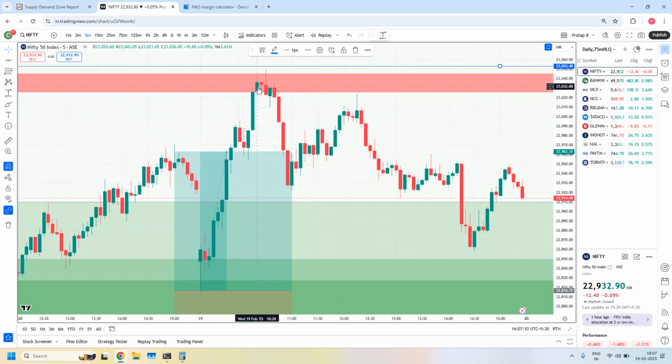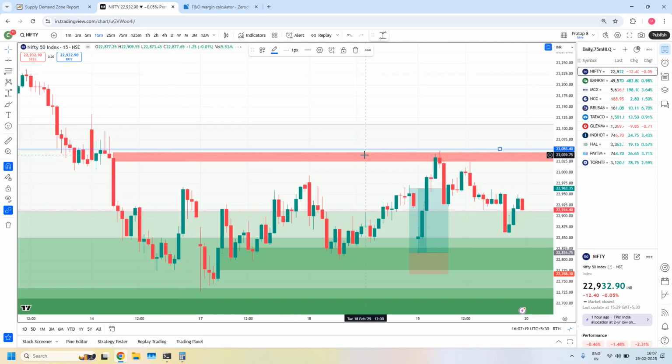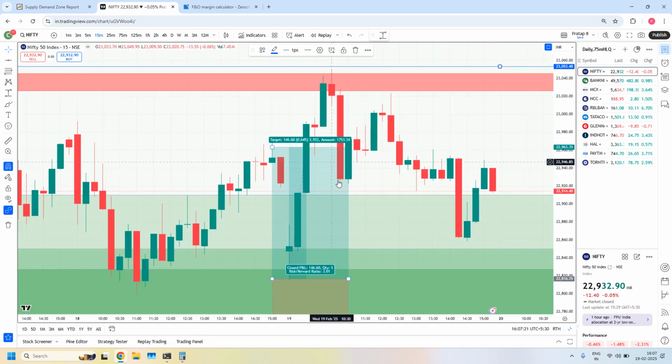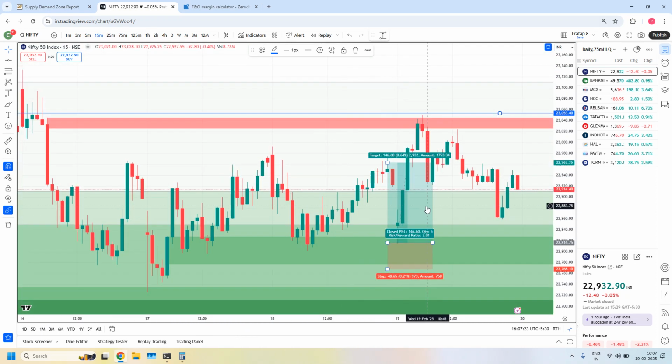First of all, when did you get this trade? You got this trade around 10:20. 10:20 you got the trade, 15 minutes demand zone. Any 15 minutes demand zone is here? Let us verify.